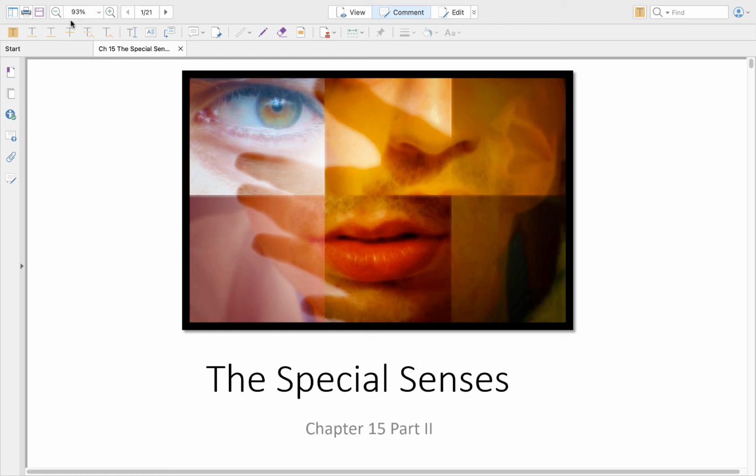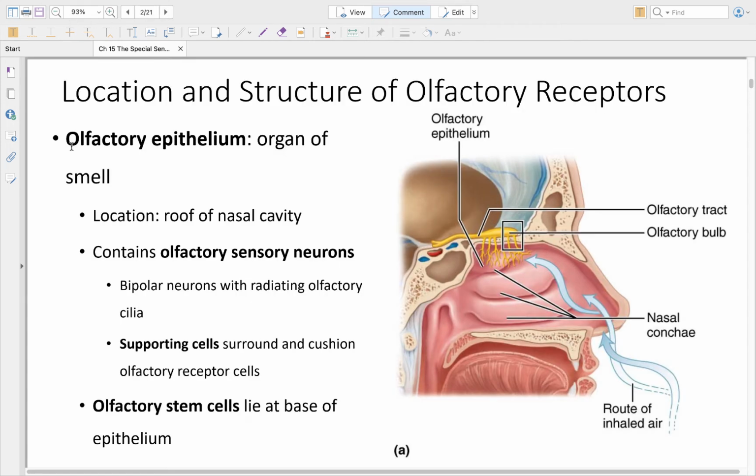Welcome to Chapter 15, Part 2, The Special Senses. Today we're going to talk about the sense of smell and taste. So before we can begin that, we need to start with the very beginning in regards to the sense of smell.